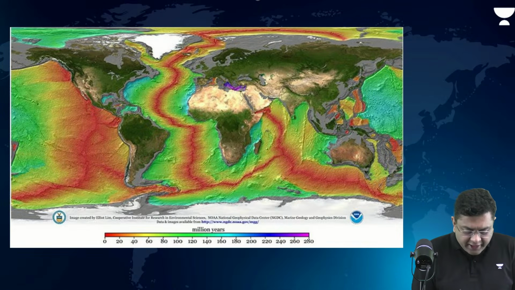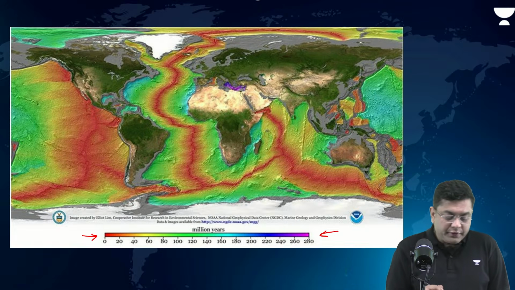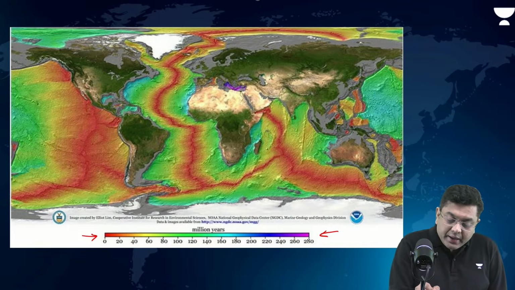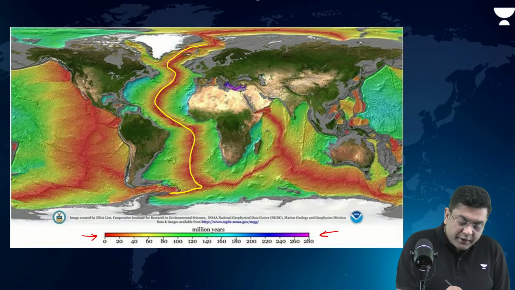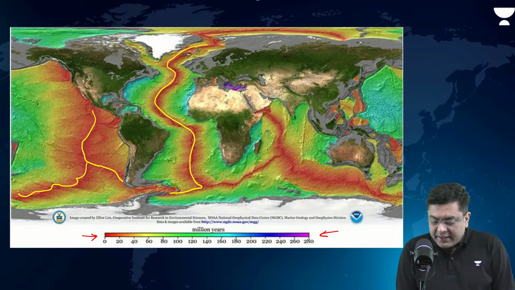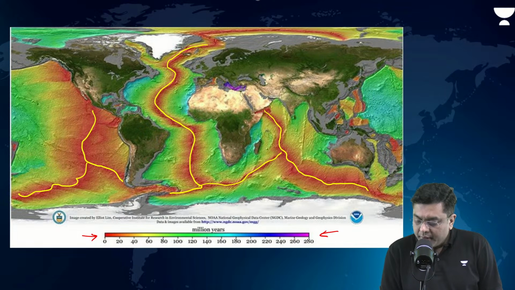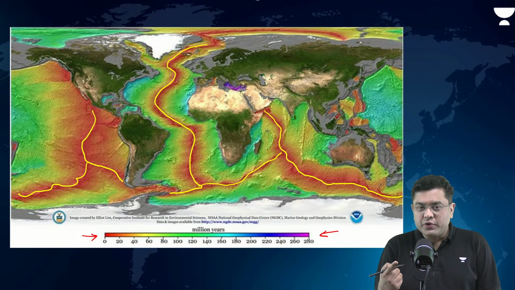If you observe this map in slightly greater detail, you will observe. Now, kindly refer to this scale. It refers to the age in terms of millions of years. Now, where do you find the youngest rocks? The youngest rocks are represented by reddish color. These are the regions and the stretches where you find the youngest rocks, isn't it? All these are your mid-oceanic ridges.